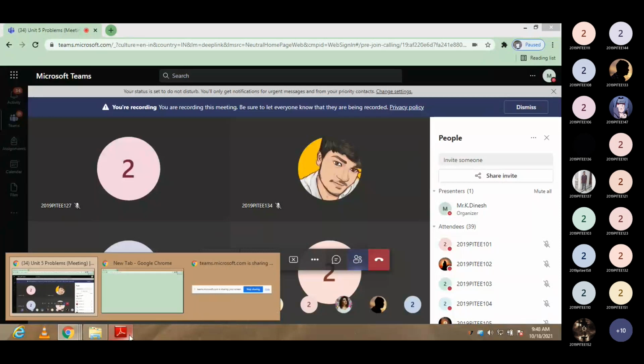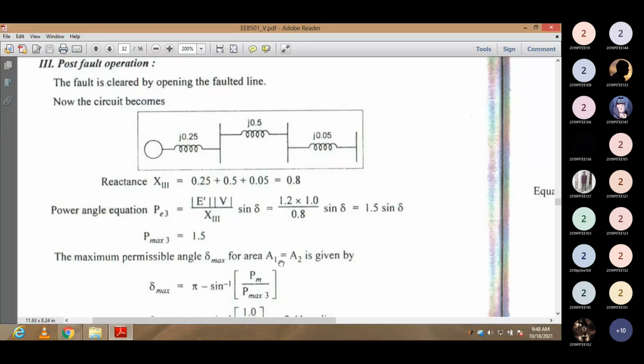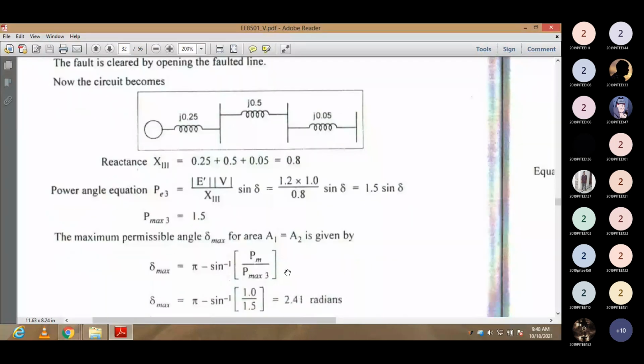So the maximum permissible angle del max for the area A1 equal to A2. So by applying the equal area criterion, area 1 equals area 2. So del max equals, for the half of the phase it is 180, so the full cycle is 360. Half I am taking. So 180 minus sine inverse of Pm by P max 3. So here Pm is mechanical power. When your power system, your electrical and mechanical are coupled, so Pm. Generally we can assume the value as 1.